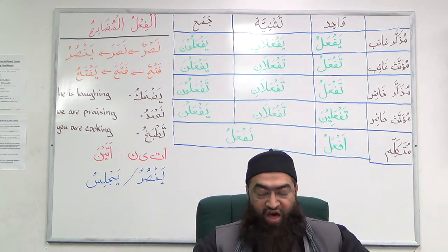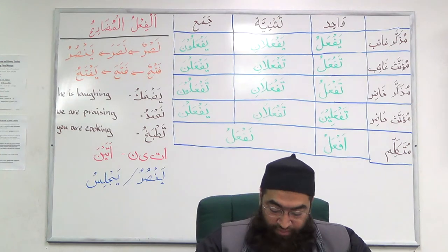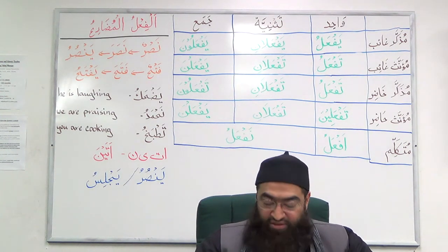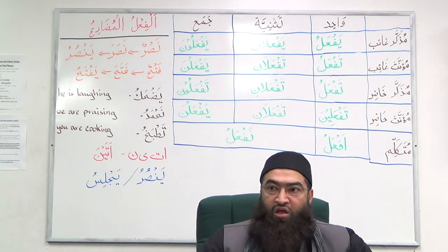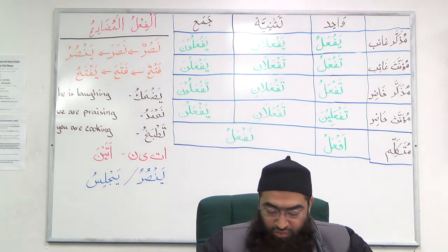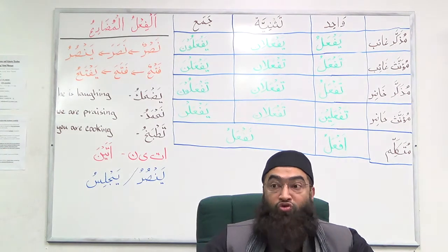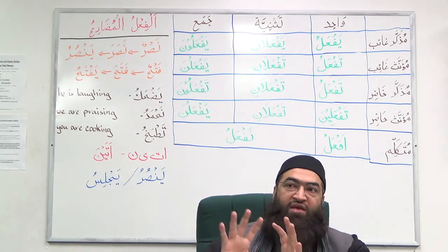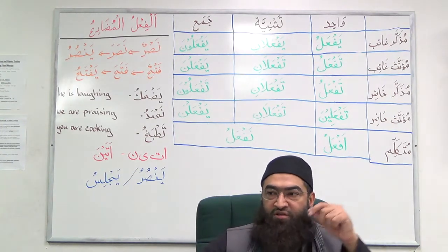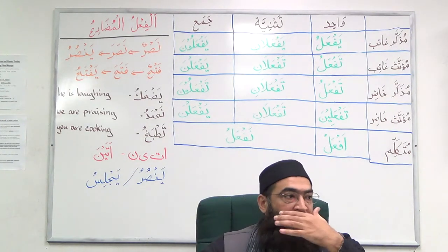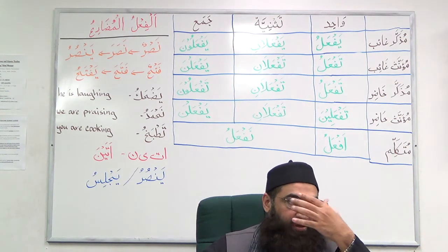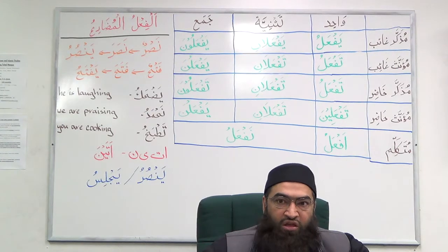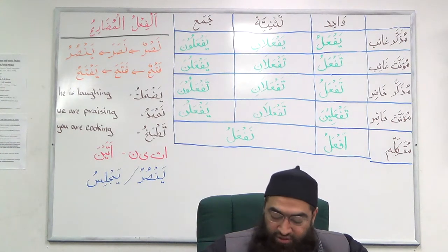Then we learned 5 different types of past tense. Al-madi al-mutlaq, the general madi, the most common. It doesn't have any condition to it. It's just past. It could be recent, could be distant past. And then we learned al-madi al-qareeb, the recent past, and al-madi al-ba'id, the distant past.